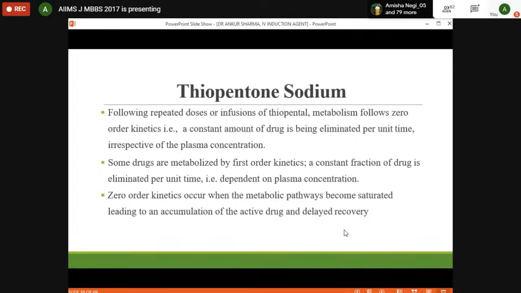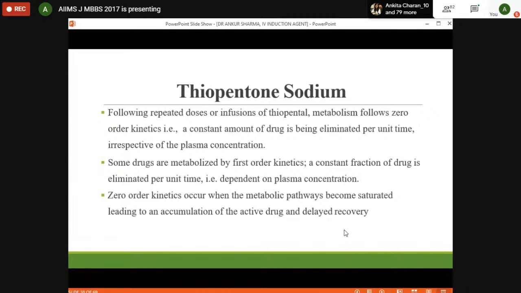Thiopentone, if you give repeated doses, then it follows zero order kinetics. That means a constant amount of drug is eliminated per unit time irrespective of the plasma concentration. Some drugs are metabolized by first order kinetics, that means a constant fraction of drug is eliminated per unit time, depending on the plasma concentration.